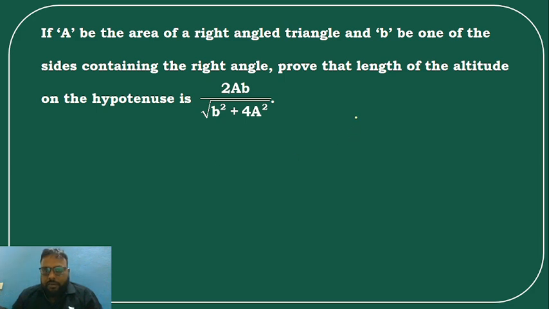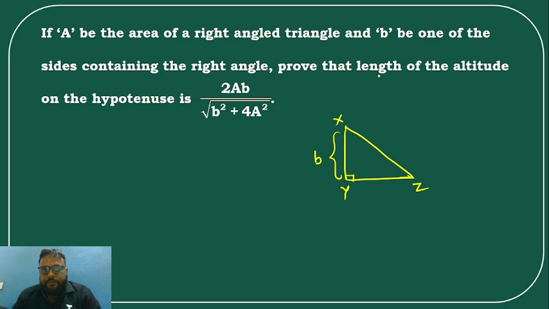So first, let us draw a figure according to that. According to the question, let us draw the figure first. A right angle triangle. Okay, let this be a right angle triangle. Let us name it as XYZ. And the area of this we will take as capital A, and small b be one of the sides containing the right angle. So either it can be XY or it can be YZ. I'll take XY as b.